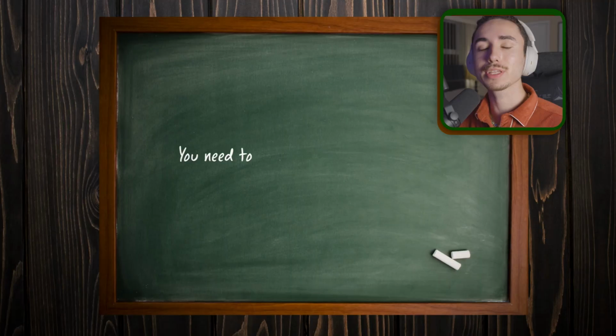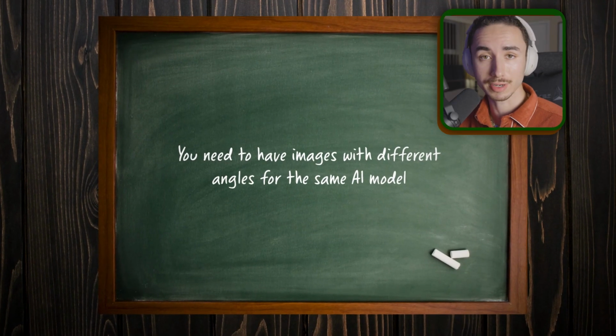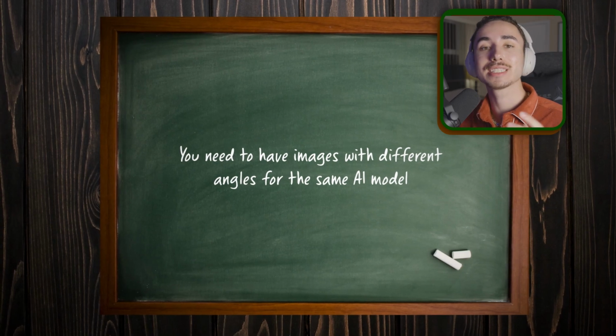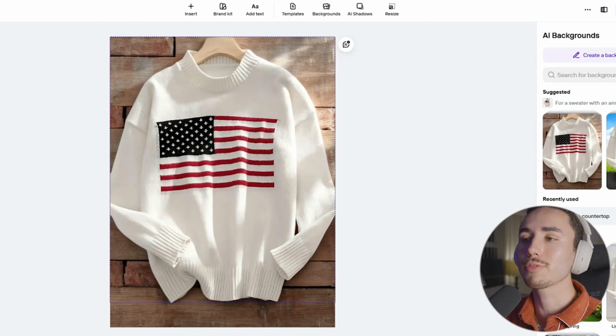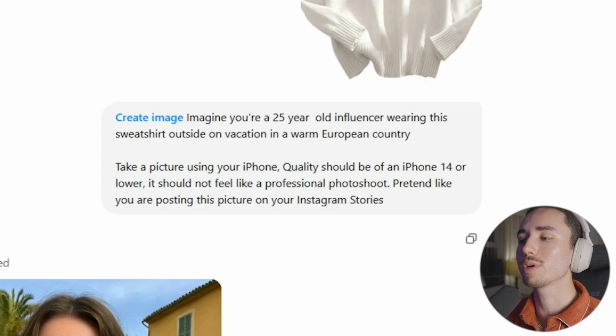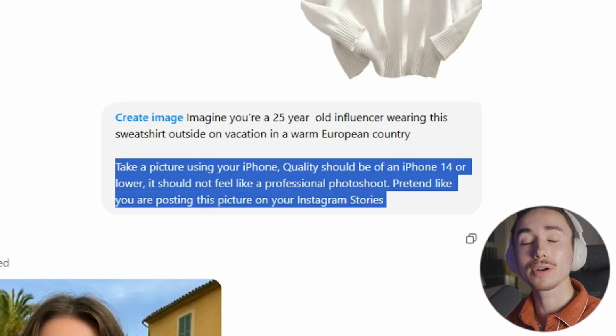But let's get back into the product photos you're going to need when you're selling a clothing product. Now, typically you want to have multiple shots of models wearing it from the front, from the side, and potentially in public as well. So starting off with our first prompt here, I did create an image of a 25-year-old influencer wearing this sweatshirt and take a picture using your iPhone. This part is the most important, so it seems authentic and natural.